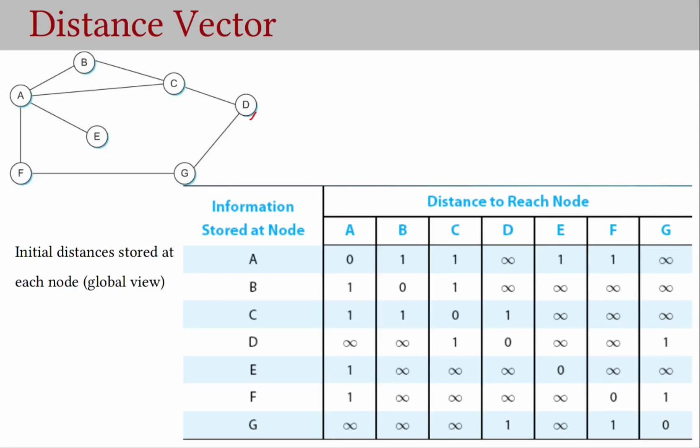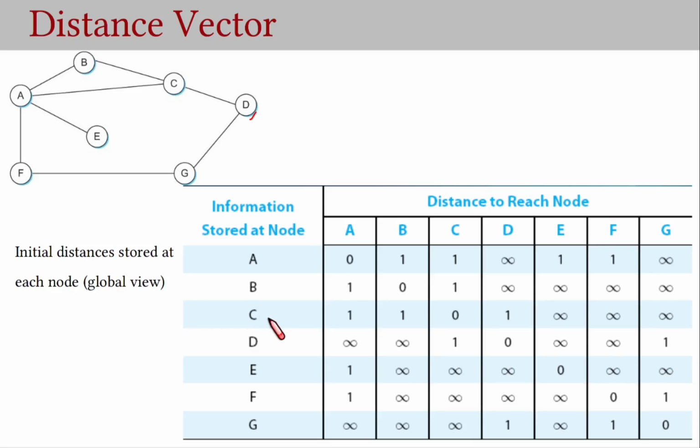Then, as we know, in the next step, each node sends its distance vector to its neighbors. So C is going to send its distance vector to A, F is going to send its distance vector to A, and so will be the case with B and D. And so we are just going to focus on C and F because they are the only nodes that are going to change the distance vector table for A.